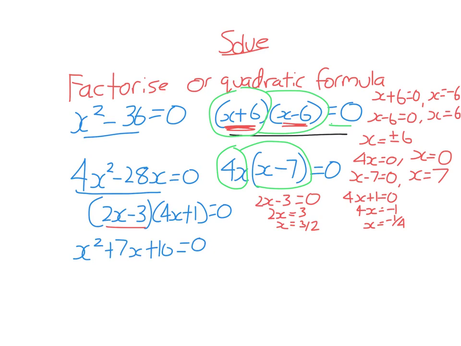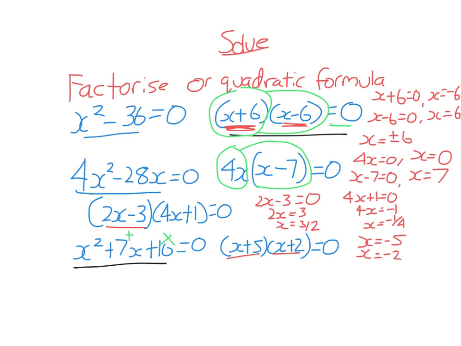So I'm going to factorize. We're going to factorize this expression. We need two numbers that times to positive 10 and add to 7. If you don't know what they are, just go through factors of 10. You get x plus 5 and x plus 2. So they're the two brackets. So either the first bracket equals 0, if x plus 5 equals 0, x is minus 5, or the second bracket equals 0, which would mean x is minus 2.